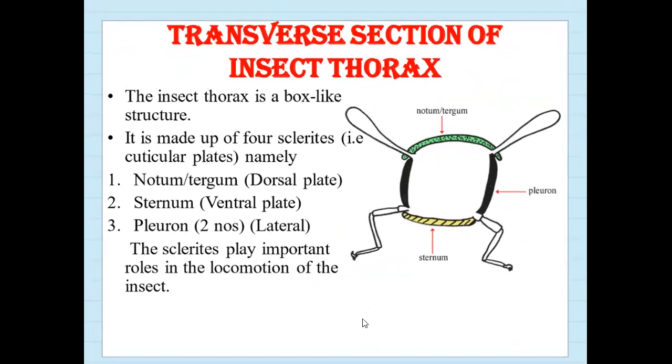The insect thorax is a box-like structure. It is made up of sclerites. Sclerite means cuticular plates, which are named notum or tergum, sternum, and pleura.